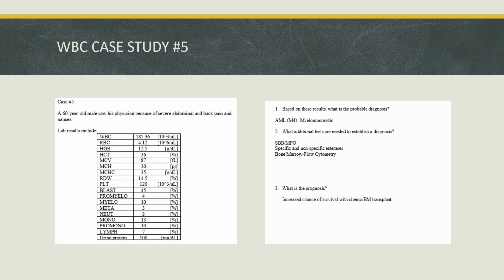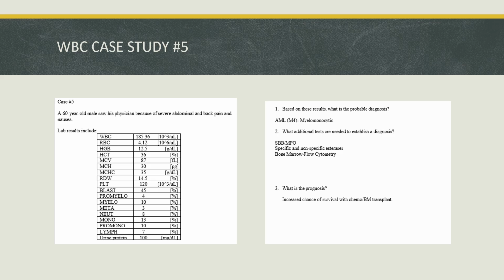Okay, case study number 5. So sometimes patients come in with vague generalized signs and symptoms. So it could be a multitude of things. In this case, a 60-year-old male saw his physician because of severe abdominal pain and back pain and nausea.